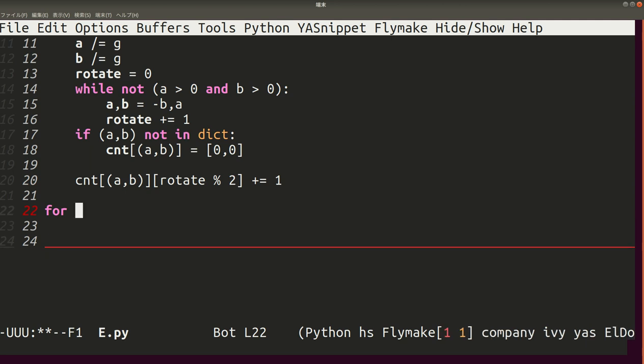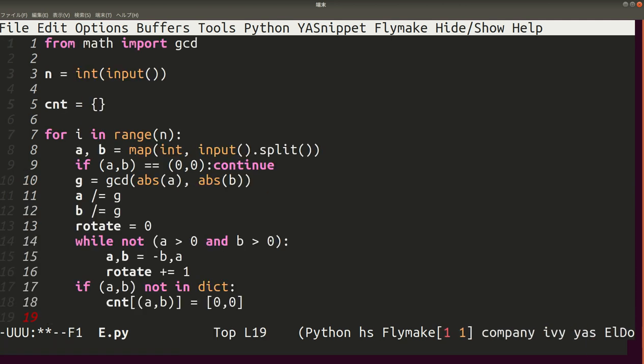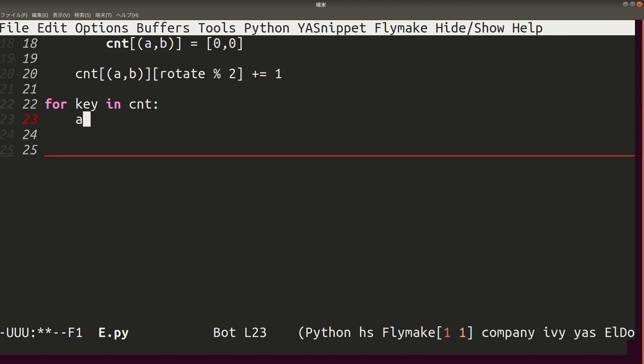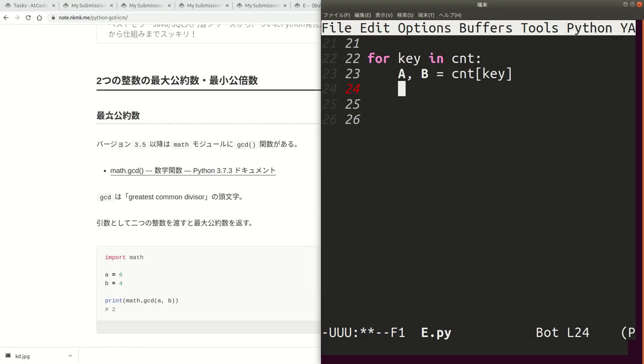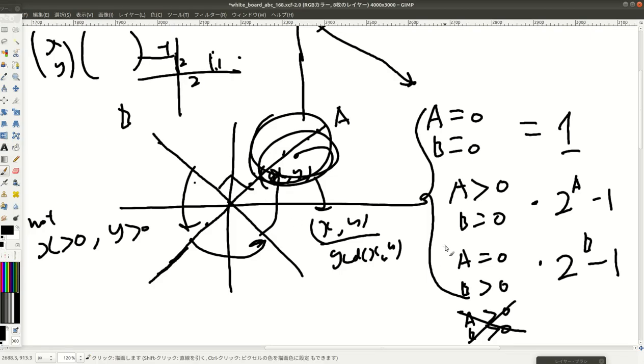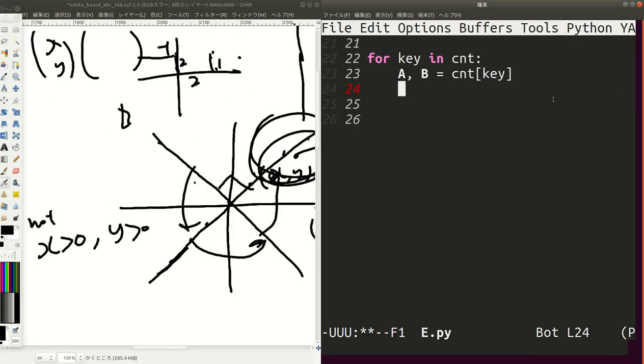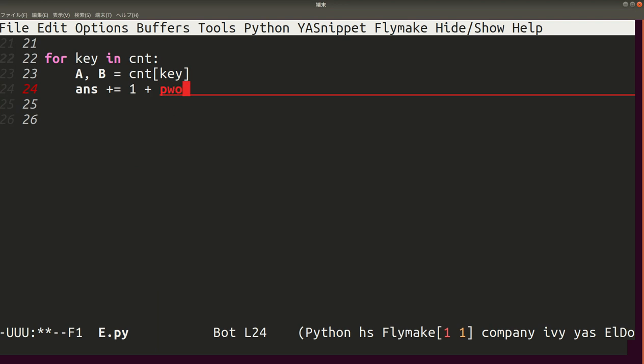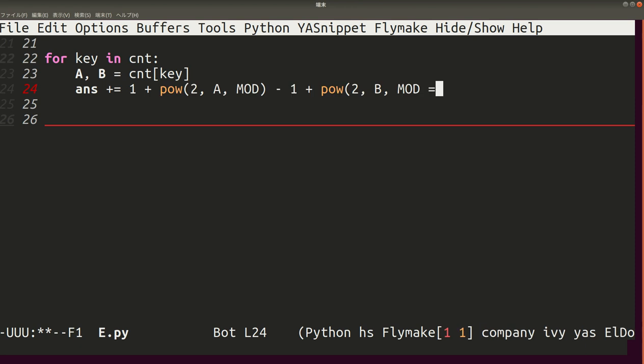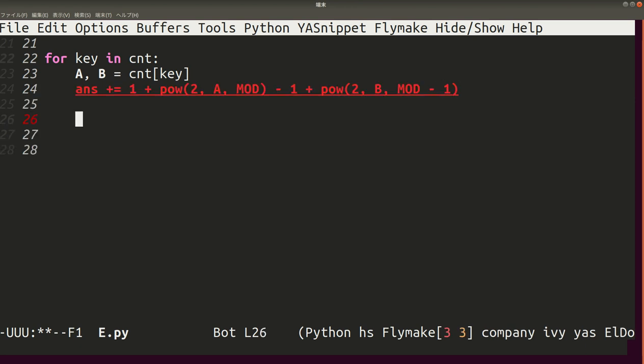And for key in count, the number of A and B is count[key]. And we need 1 plus 2 to the A minus 1 plus 2 to the B minus 1. So answer times equal to (2 to the A minus 1 plus 2 to the B minus 1), using power 2 A mod and power 2 B mod. And take mod, print it.